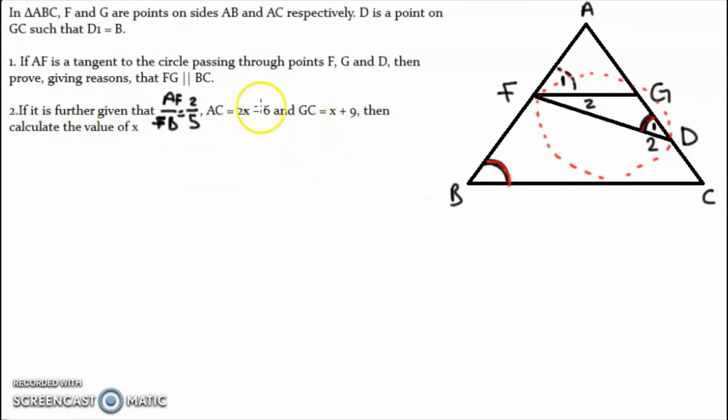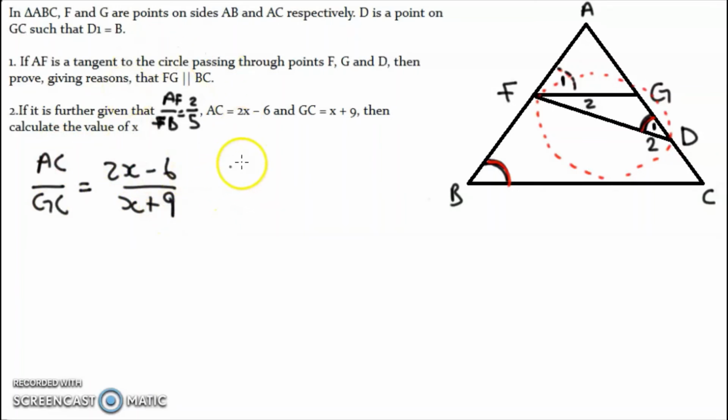I usually write the information that's given and try to see if I can find any relationship between the information that will then help me find the answer. So I will usually start with the information that has the value that I'm trying to calculate. So in this case, I would start with AC over GC is equal to 2x minus 6 over x plus 9. AC is 2x minus 6, GC is x plus 9.